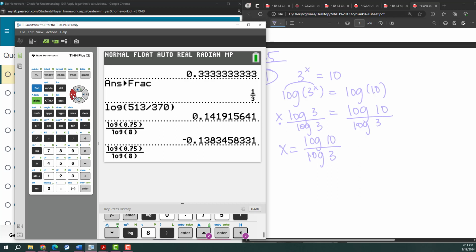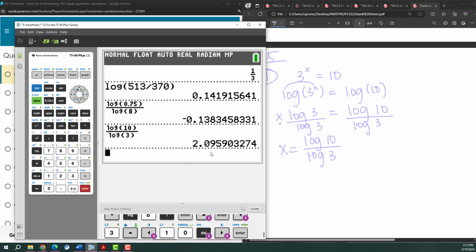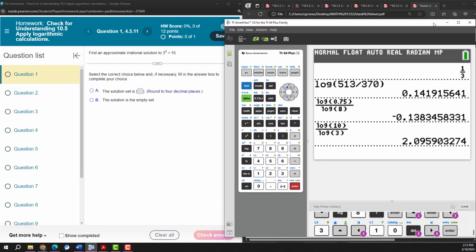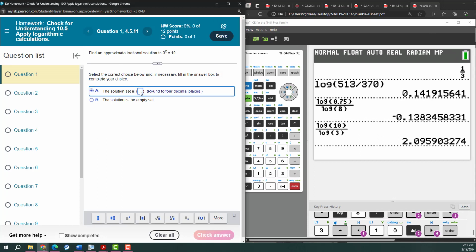And now all I have to do is change my pieces. So I have 3 on the bottom, and on top I have 10. I need to delete those two. Alright, so log of 10 divided by log of 3, enter, and I get 2.0959, because they want us to round to 4 decimal places.